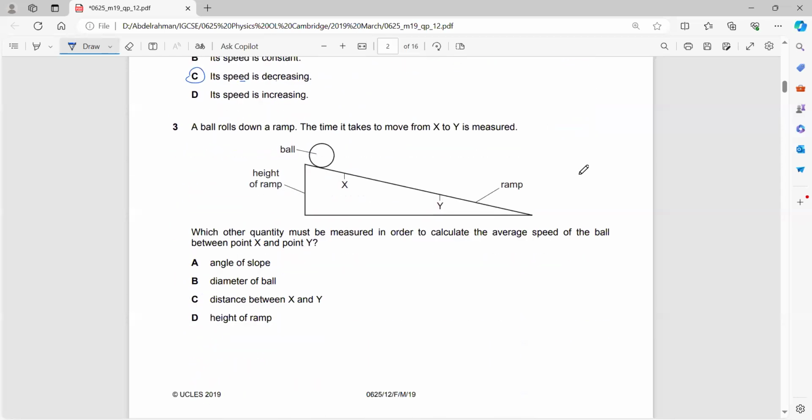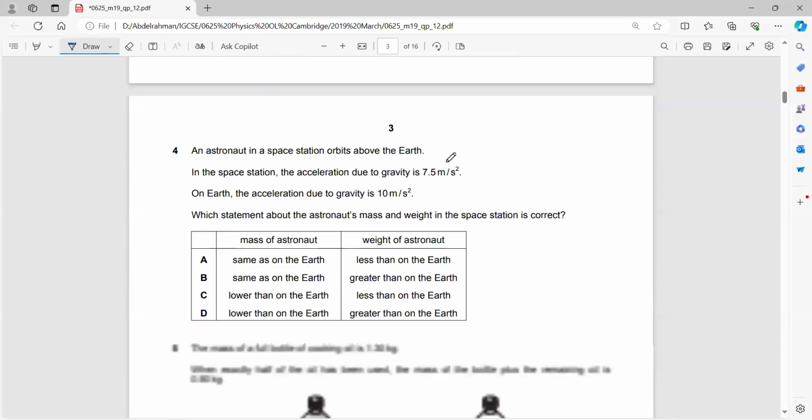Question 3. A ball rolls down a ramp. The time it takes to move from X to Y is measured. So we found the time. Which other quantity must be measured in order to find the average speed? We know that the average speed is total distance over total time. We already have the time, so we need the distance between X and Y. Excellent. All of you are solving it correctly.